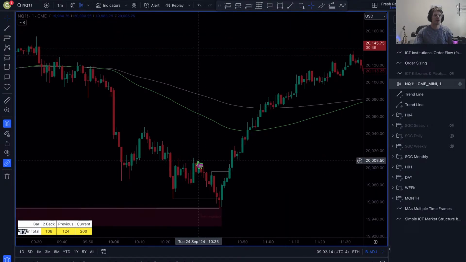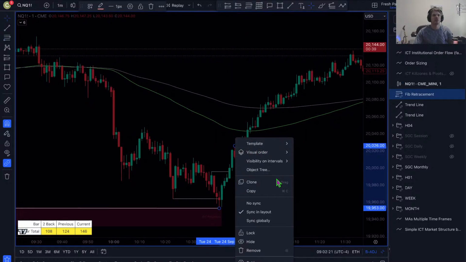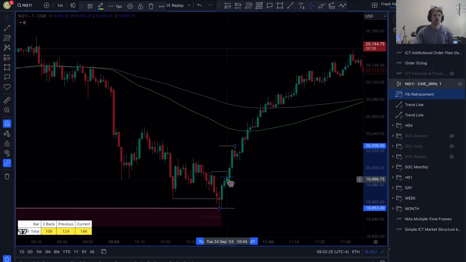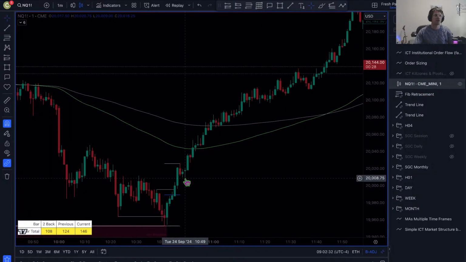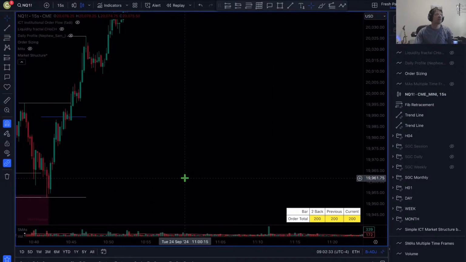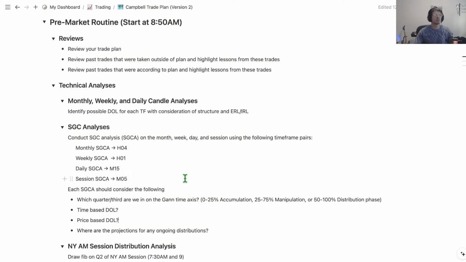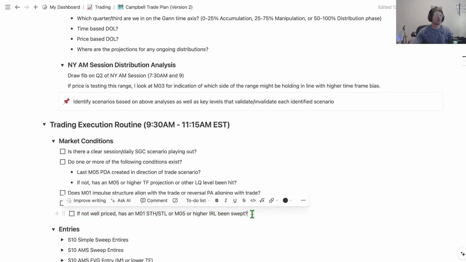This one did not meet my requirement for the S10 based on it not coming back down to the discount of this range, and so not taking it, unfortunately. I like to see M1 ERL, internal external liquidity, taken there. If you've been following my trade plan, right here, right? So if not well priced, then I wait for that short-term higher low to be swept.